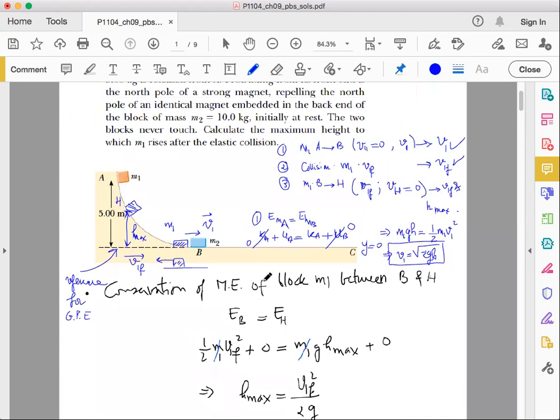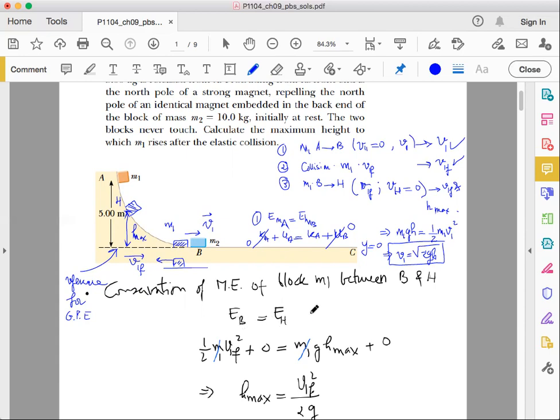So again, here, we are going to apply the same thing that we have applied before, which is the conservation of mechanical energy for the block M1, right after the collision, when it rebounds and goes up the track. It's going up a track which is frictionless, so there is no friction working on the system, and there are no non-conservative forces acting on M1, which means that we have conservation of the mechanical energy of the mass M1. And so we can write down that the mechanical energy at point B is equal to the mechanical energy at point H.